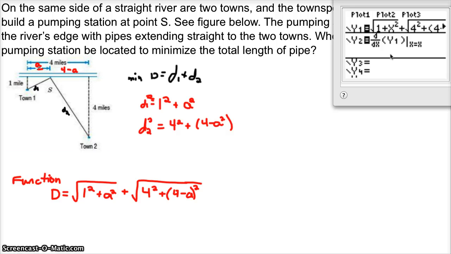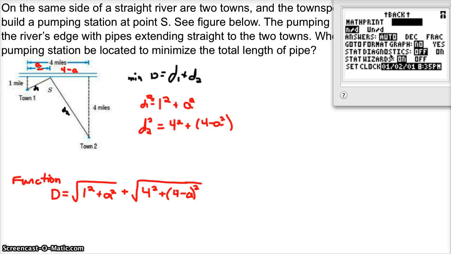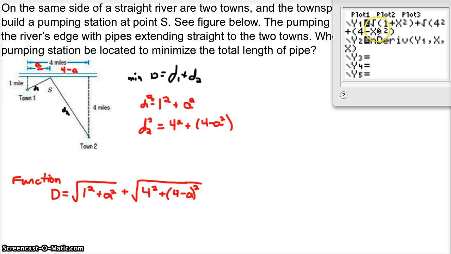If you're on the 83, I think I can switch this over for a second so it looks like my 83. Your function should look like this. It'll flip over in a second. It'll be the square root. Don't forget to put the closing parenthesis here at the end of this square root. It'll put the beginning one on for you. If you forget this one, it actually doesn't matter.